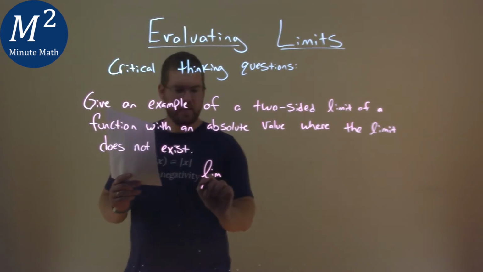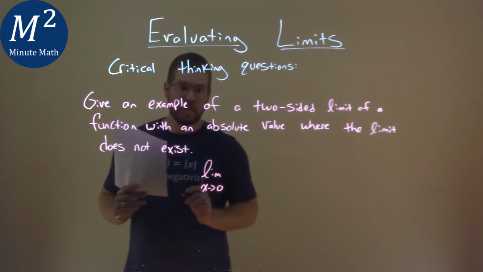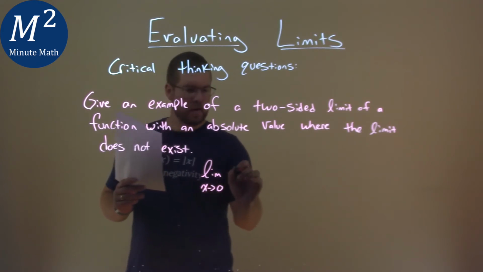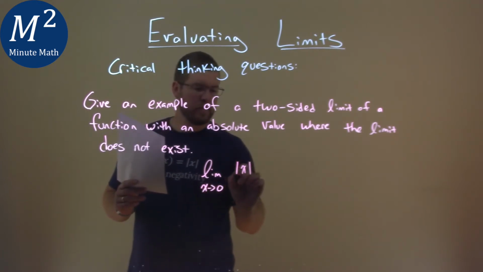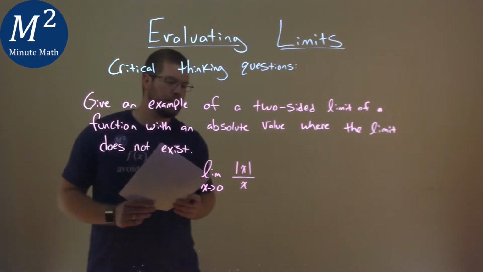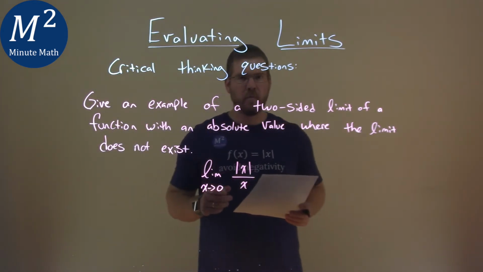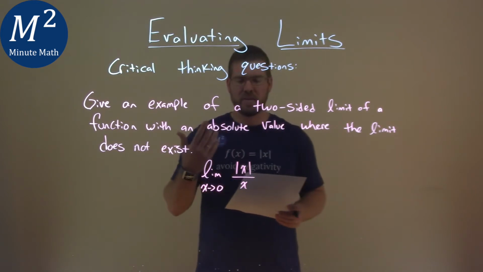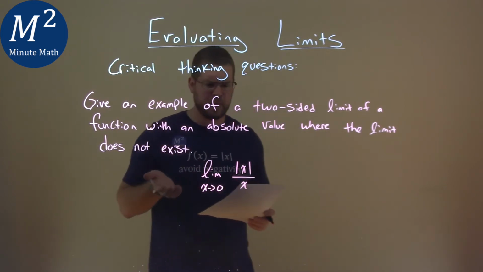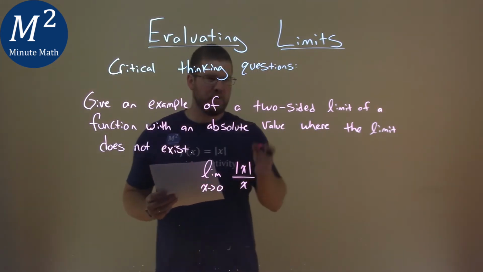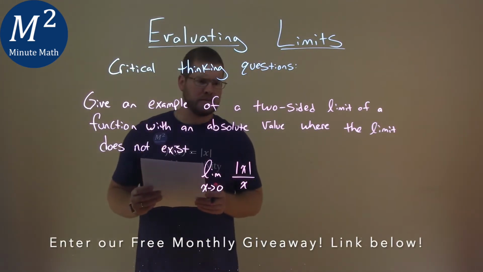Let's say limit as x approaches 0. Okay, so if x approaches 0, we can say we have the absolute value of x here. Let's do that, and then over itself. Okay, so we know that any number we plug in besides 0, when we divide it by itself, it's always going to be equal to 1. Right? The function doesn't exist right here at 0 because we can't divide by 0, but that's not why this limit would not exist there.